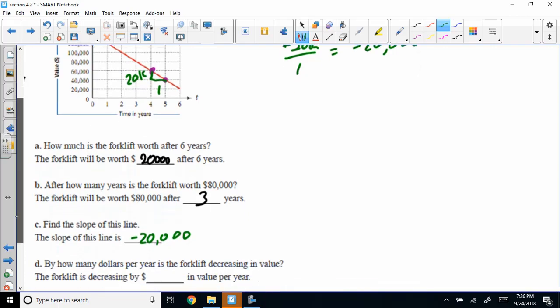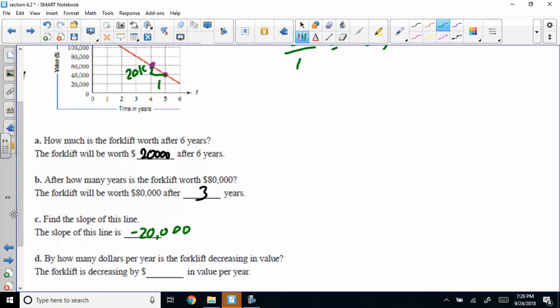By how many dollars per year is the forklift decreasing in value? The forklift is decreasing by what? 20,000 per year, right?